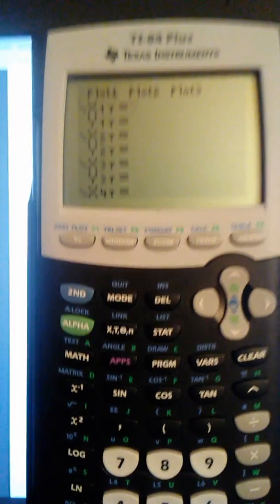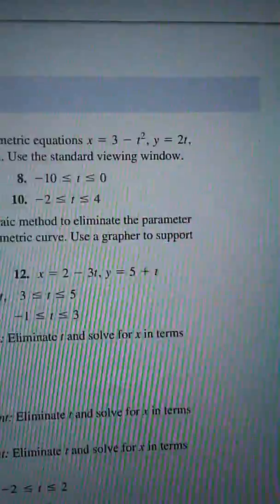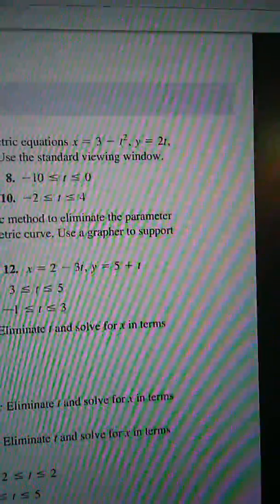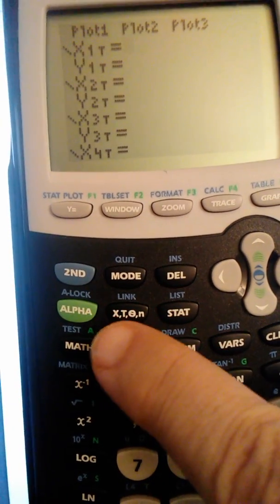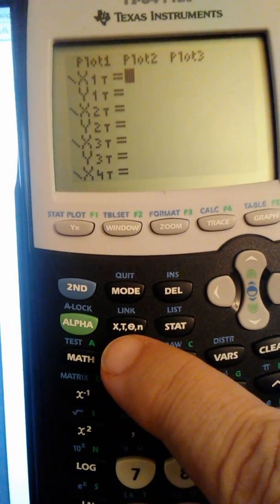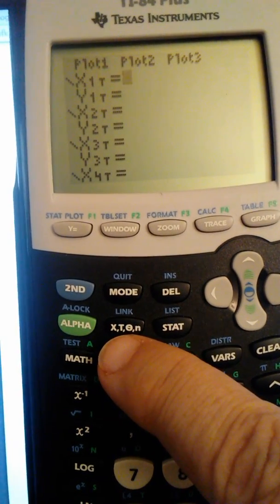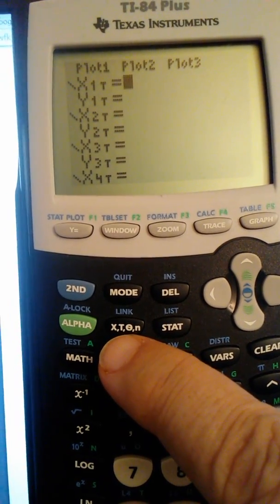Okay, so let's go back over here to our equations, and notice it says x equals 3 minus t squared. Well, how are we going to put a t in? Remember the x t theta n button? We always use it for x, don't we? Well, notice though it has a t there. That button now is going to be a t button. We're not going to use the green buttons.